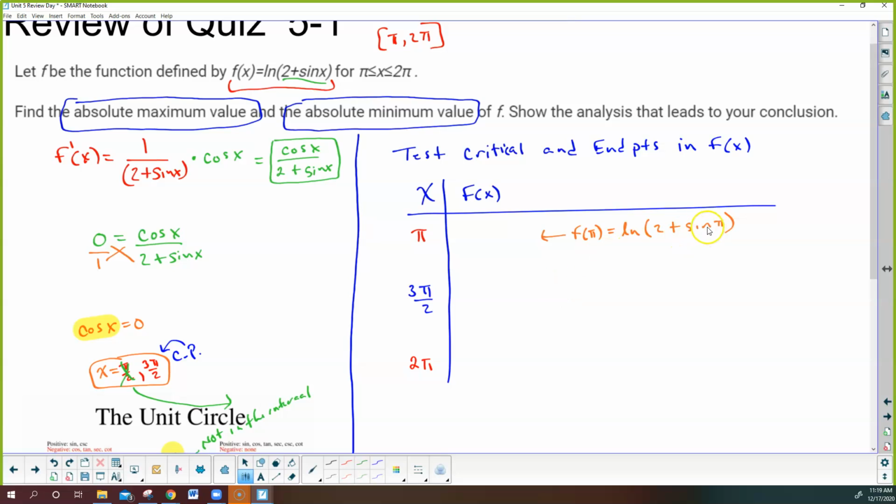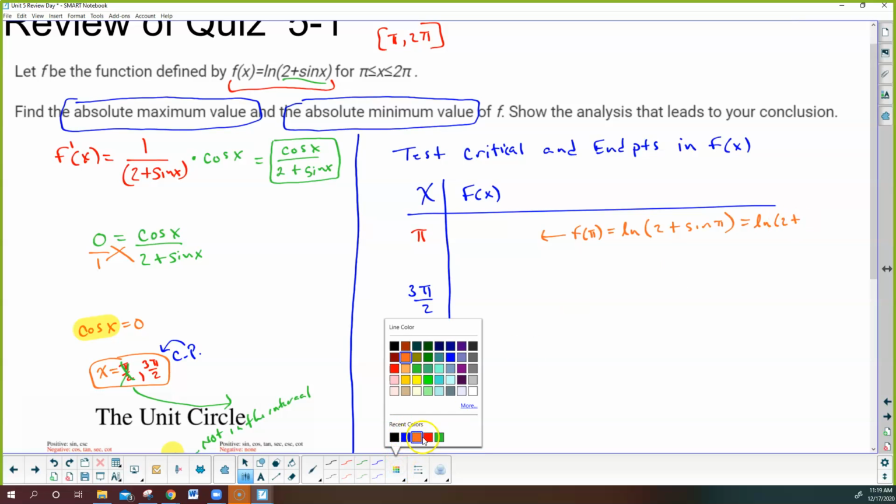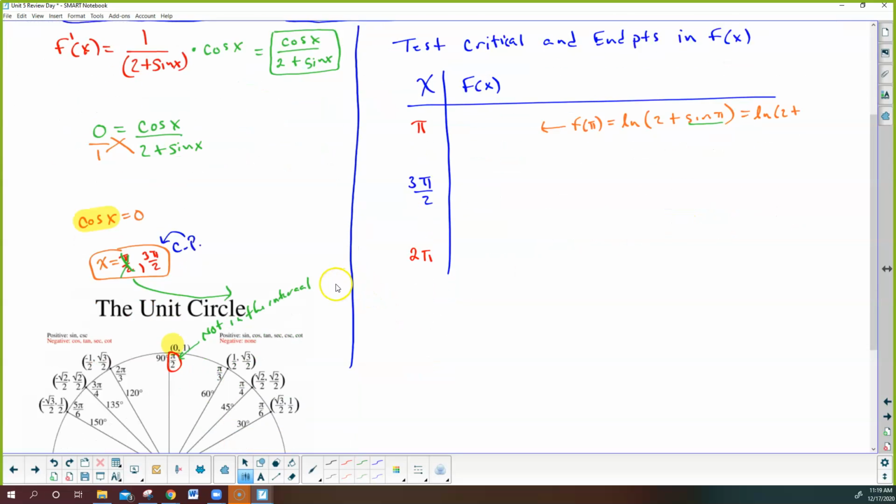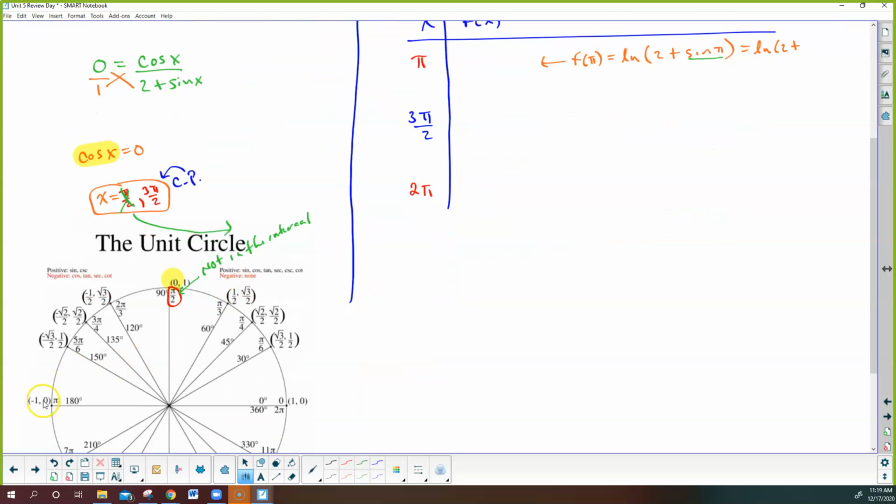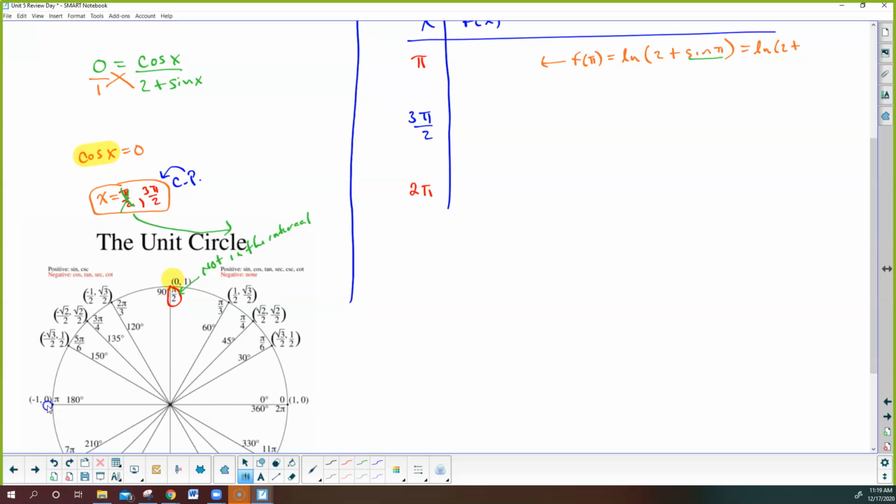And you may or may not need a calculator here, depending on how familiar you are with it. So let's just go ahead and evaluate what we know. I know that the sine of pi, if I go down to this unit circle again, the sine is the y value at pi. So that means sine of pi is 0. So this whole thing is 0, which just basically leaves this answer to be the natural log of 2.